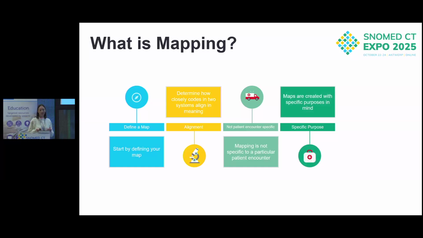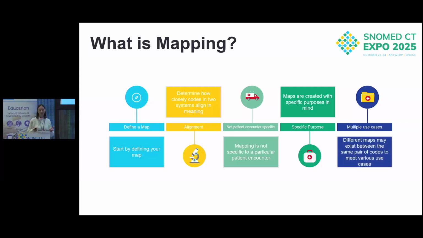And these maps are generally created with a specific purpose in mind. That means you might have multiple use cases for a map between two codes that are the same, but they're actually used for different reasons.